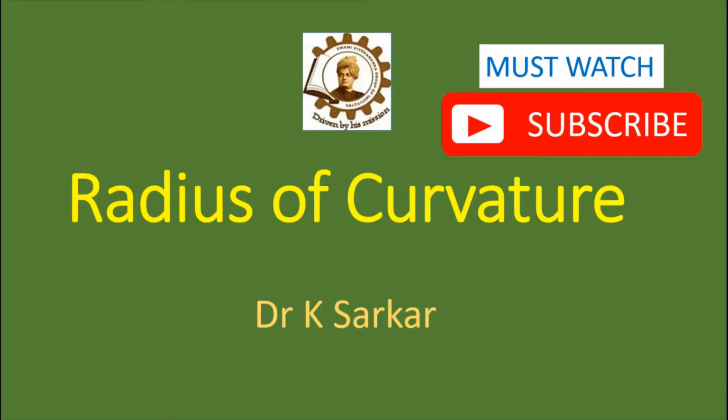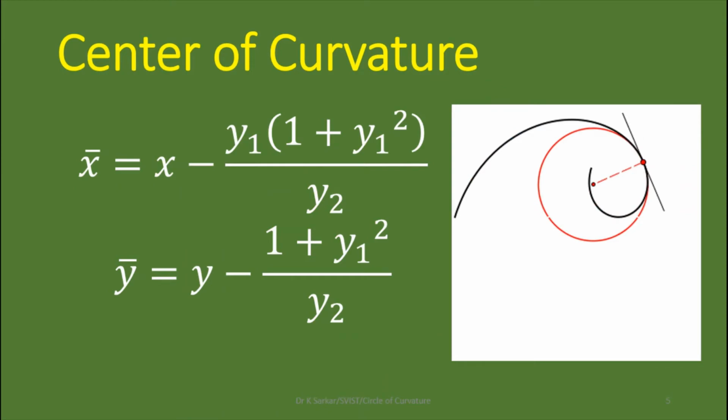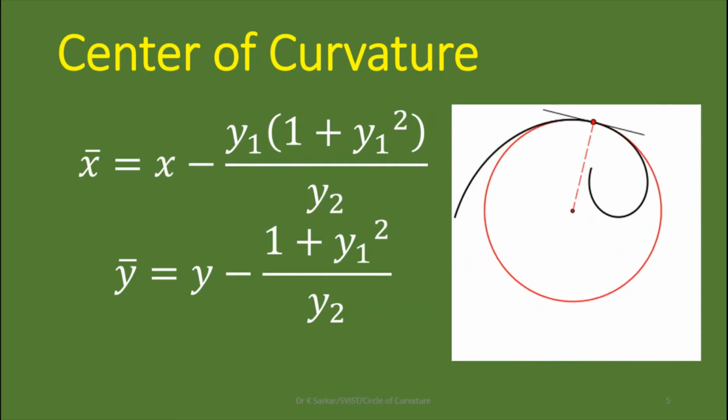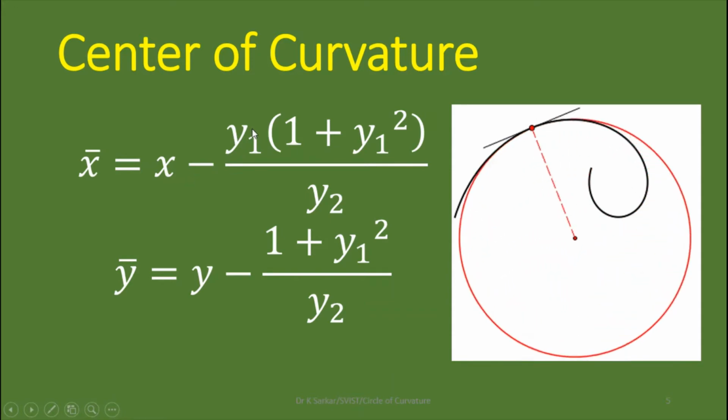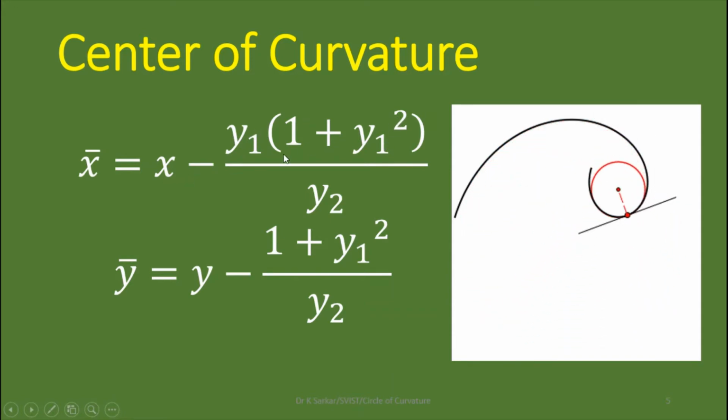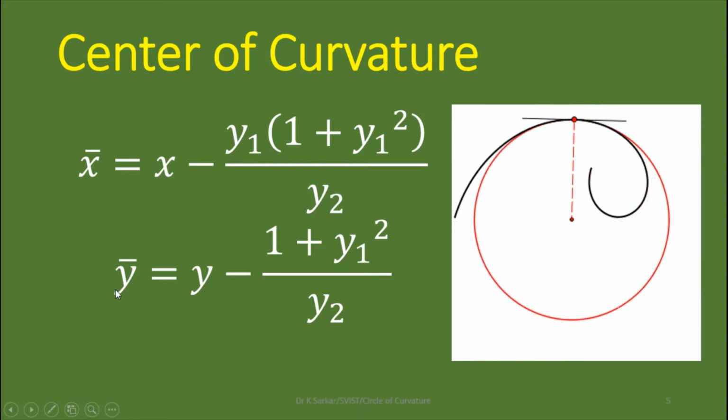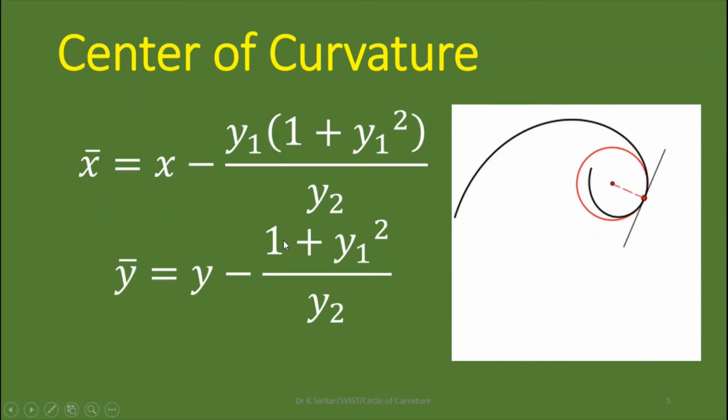In the last lecture, we found the radius of curvature for different curves of the form Cartesian, polar and parametric. In this lecture, we are going to find the center of curvature and the equation of the circle of curvature. The center of curvature formula is x bar equals x minus y1 (1 plus y1 square) divided by y2. y bar equals y plus (1 plus y1 square) divided by y2.